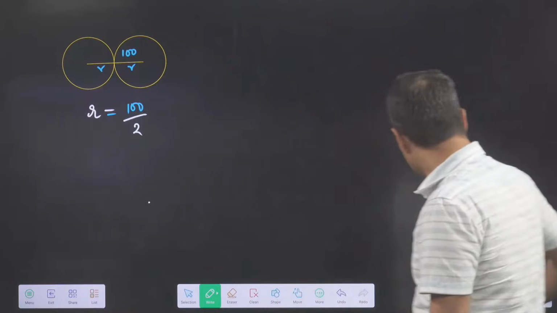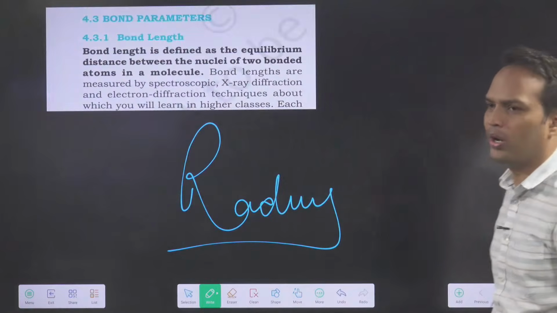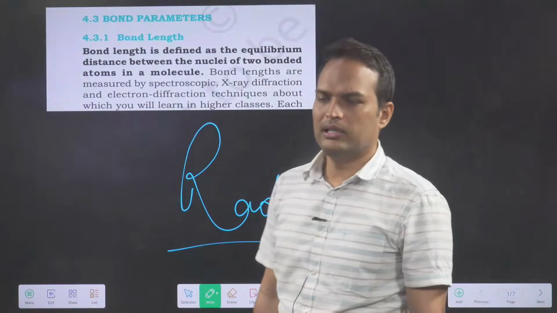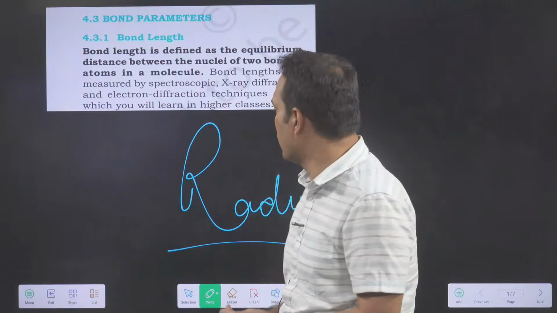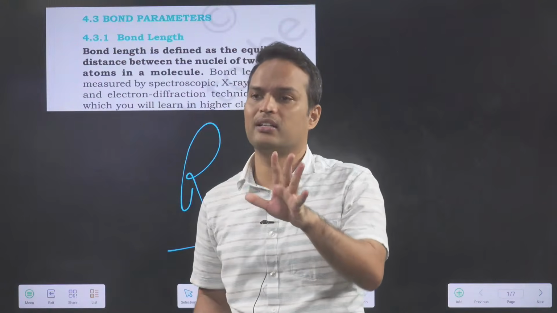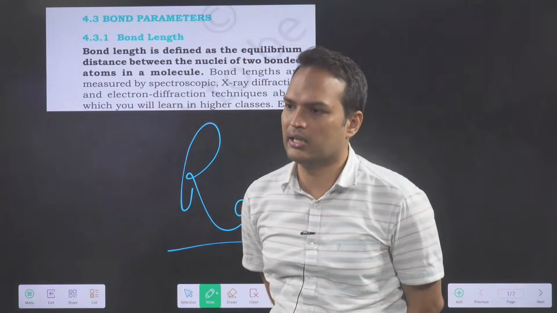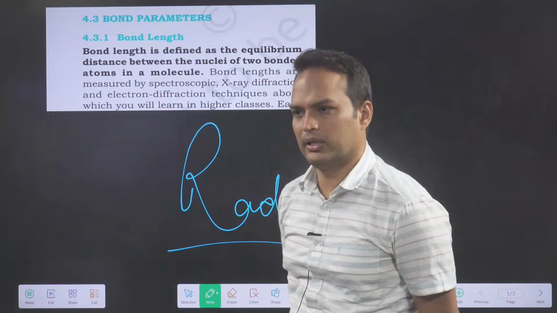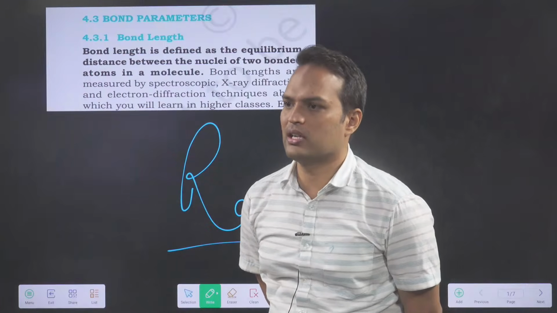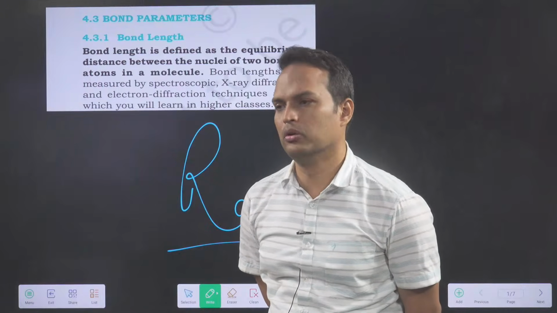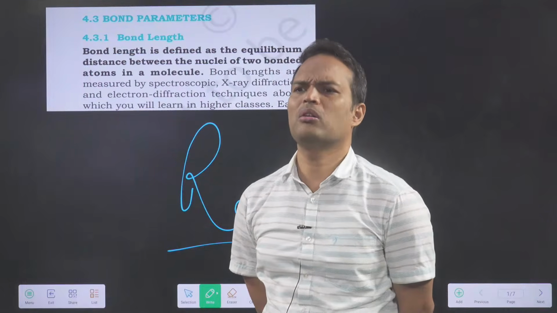Is it okay? So let's see the definition of bond length once. By definition, NCERT is very important. That's why I have directly copied the lines of NCERT. Very important. Is everyone able to understand, sir? Similar atom, divide by 2. Very good. Correct. Normal common sense, bhaiya.